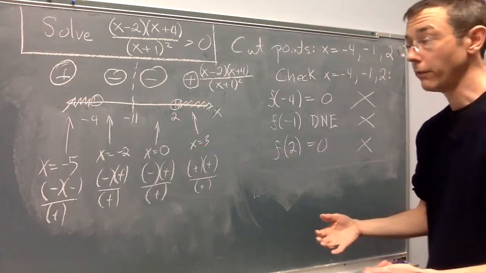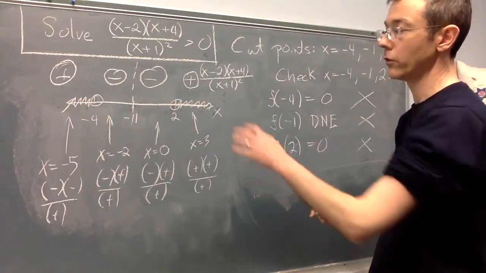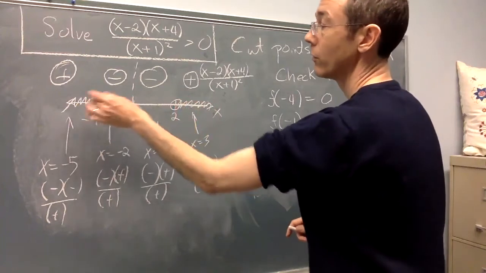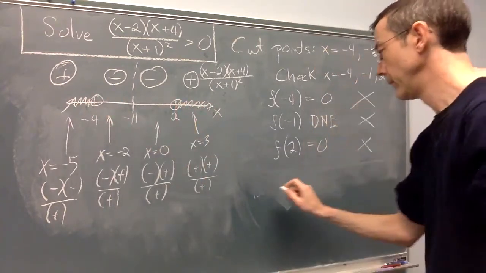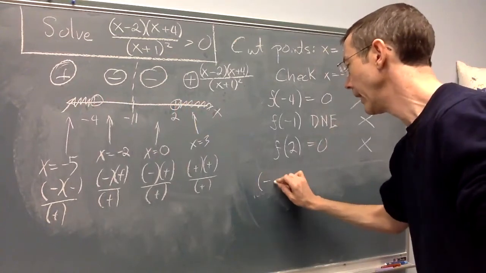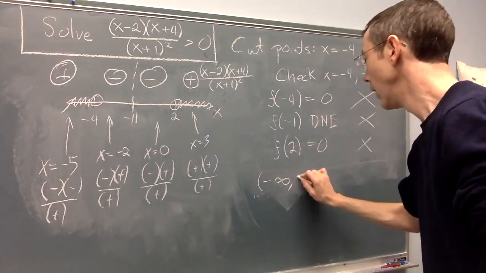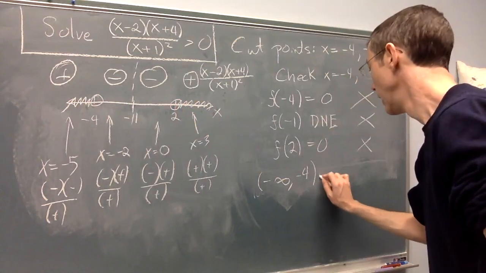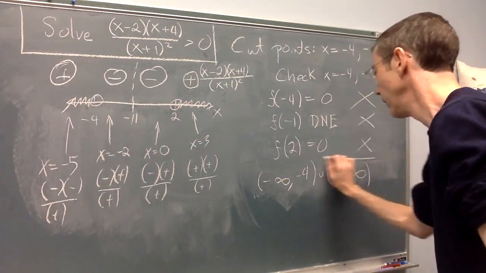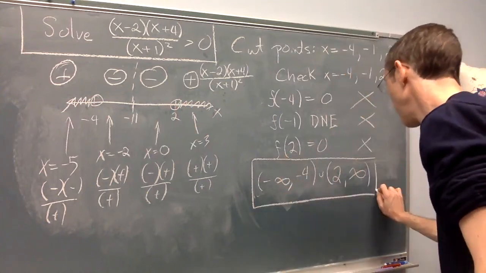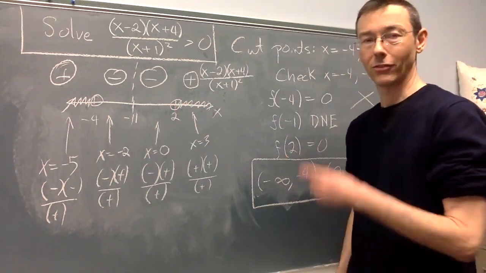Now that I've checked all of the individual cut points, as well as determined what happens on the insides of these intervals, I'm ready to write my answer. Let's do it in interval notation. Overall, I get from -∞ up to -4, union from 2 to +∞. And that's the solution to this rational inequality.